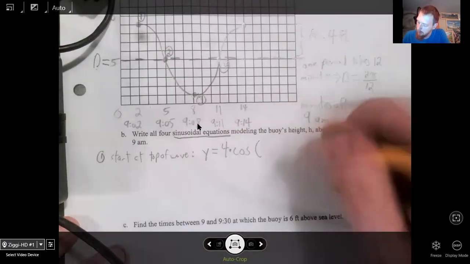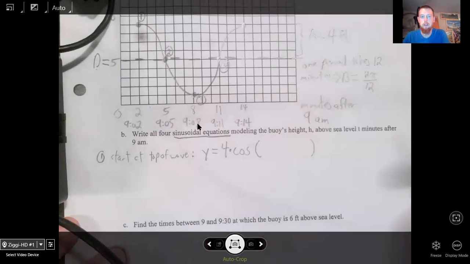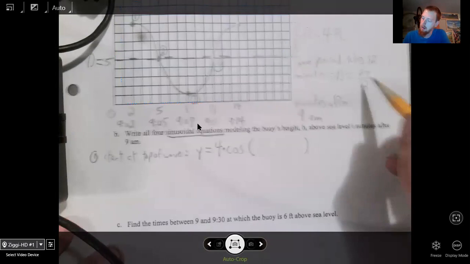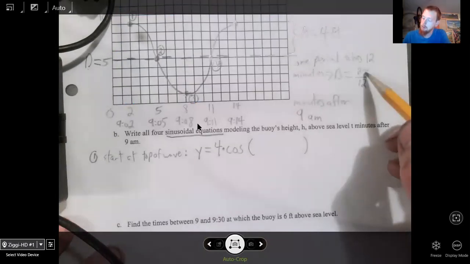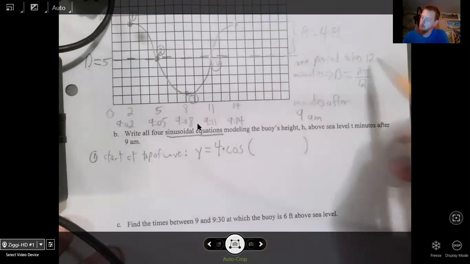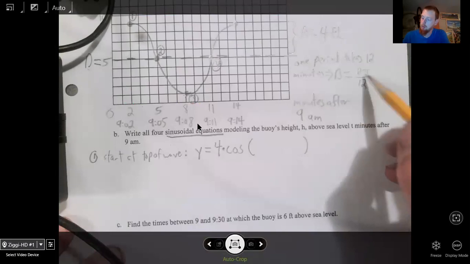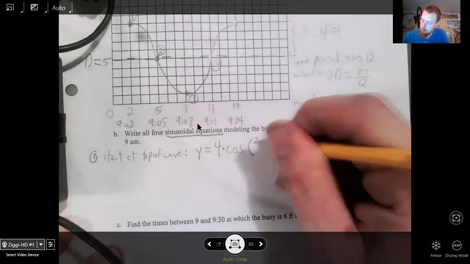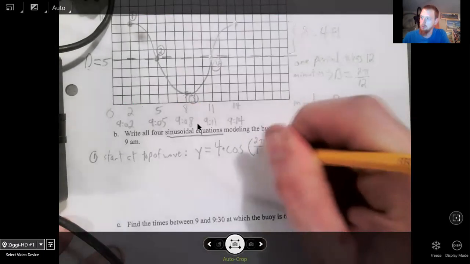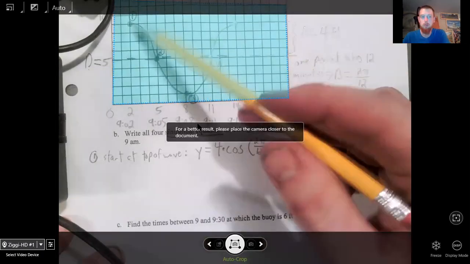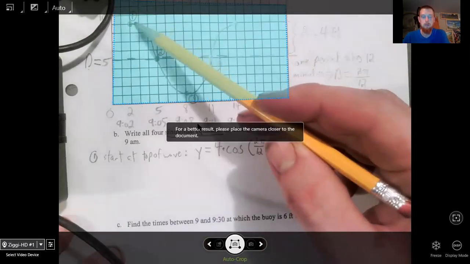All right, then we want our value of b to go next. In order to get the period to come out to be 12 minutes, 2 pi divided by 2 pi over 12 would give us 12 minutes. So then our b would be 2 pi over 12. And then we just need to put our starting point in the right place.